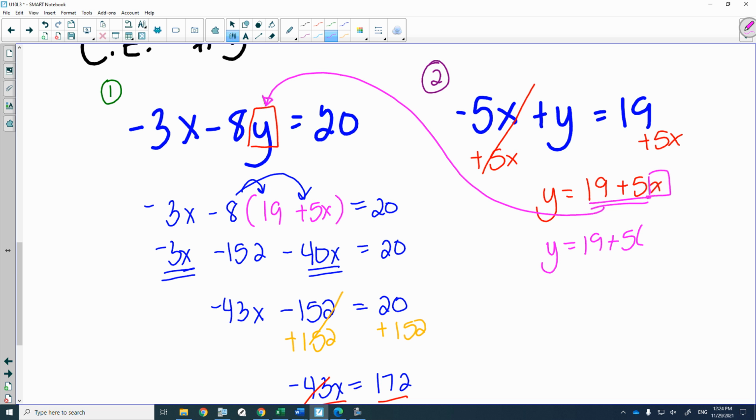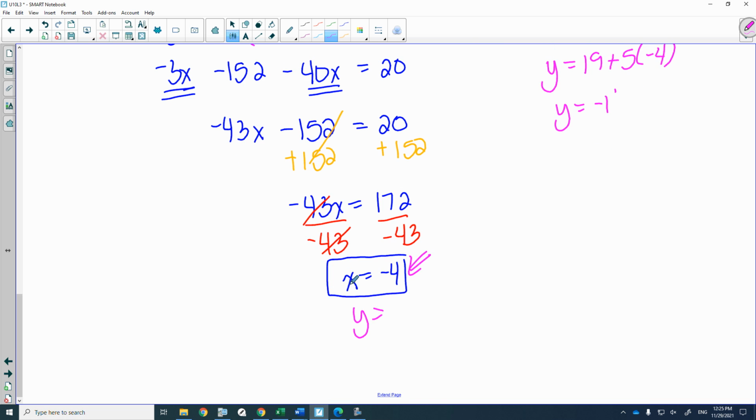19 plus 5 times negative 4. Y is equal to... anybody have what it is? Yes, negative 1. So the two answers were x is equal to negative 4, y is equal to negative 1. If you plugged those into the original two systems, you would get the correct answer. Left side would equal right side.